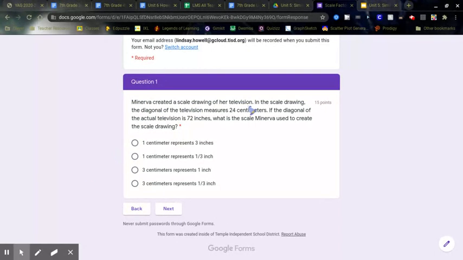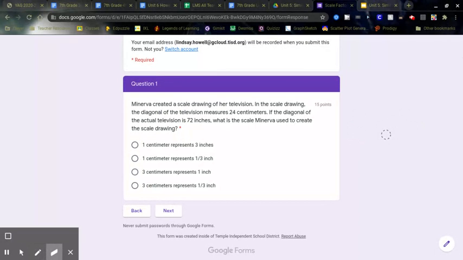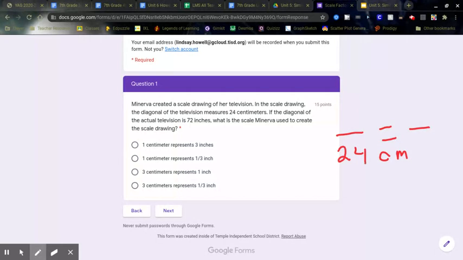Minerva created a scale drawing of her television. In the scale drawing, the diagonal of the television measures 24 centimeters. So I know one of them is centimeters, right? So equals. I'm going to put centimeters on bottom because it's smaller. So one of them should say 24 centimeters, and that's the scale drawing. If the diagonal of the actual television is 72 inches, what is the scale Minerva used to create the scale drawing?